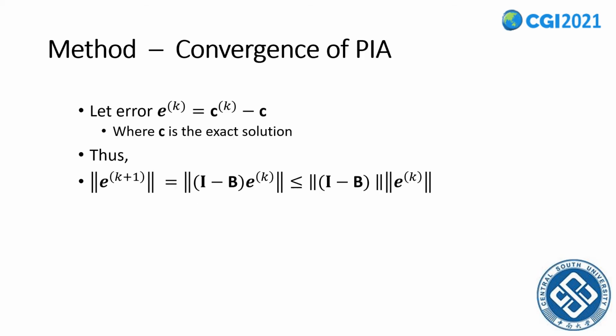We can also prove the convergence of its error. Let error e_k equal c_k minus c, where c is the exact solution. Thus, the norm of e_(k+1) equals the norm of (I minus B) times e_k. And as we all know, the norm of a matrix-vector product is less than or equal to the norm of the matrix multiplied by the norm of the vector. So the error e_(k+1) will be less than e_k, and tends to 0 by the power of the norm of I minus B.